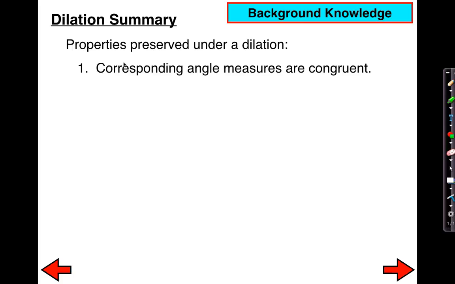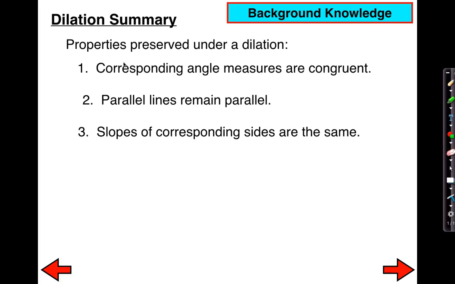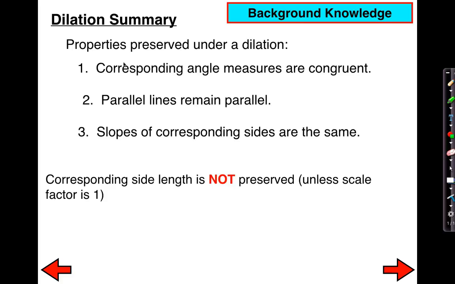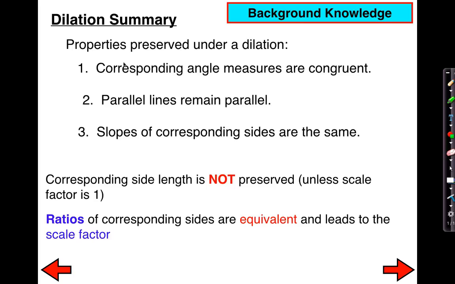Properties that are preserved under dilation include corresponding angle measurements are congruent, parallel lines remain parallel, slopes of corresponding sides are the same. Okay, corresponding side lengths are not preserved unless your scale factor is 1, because when the scale factor is 1, it means you have the same exact shape. Ratios of corresponding sides are equivalent and lead to the scale factor.